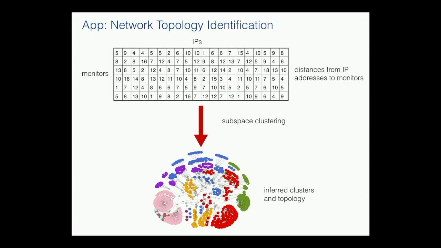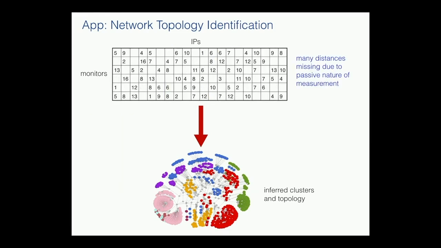Now, in this work, we were not able to collect measurements from each IP address to every one of the monitors. The data were collected passively. The monitors were sitting at places like CNN.com and other popular websites. We were working with Akamai on this. So we had a situation where, if a particular person used their computer to visit a website, then we could learn what that distance was. But maybe you don't go to CNN, maybe you only go to Fox News or whatever. And so we had this incompleteness, and we needed to figure out a way to solve this subspace clustering problem in the face of missing data.